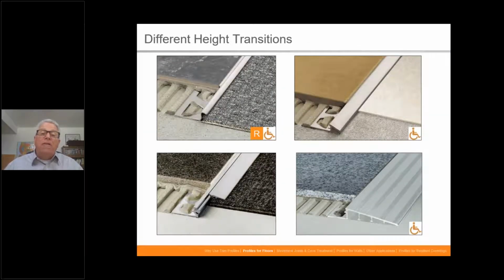How about different height transitions? This is going to occur a lot when you get a tile assembly that's thicker than the adjacent floor covering, as you see here in the pictures. You can see also that many of these meet ADA as far as the slope ratio and the transition from one covering to the other.